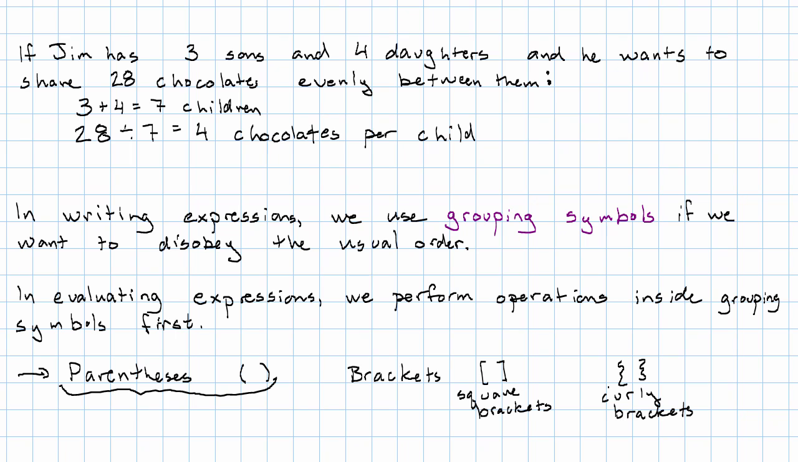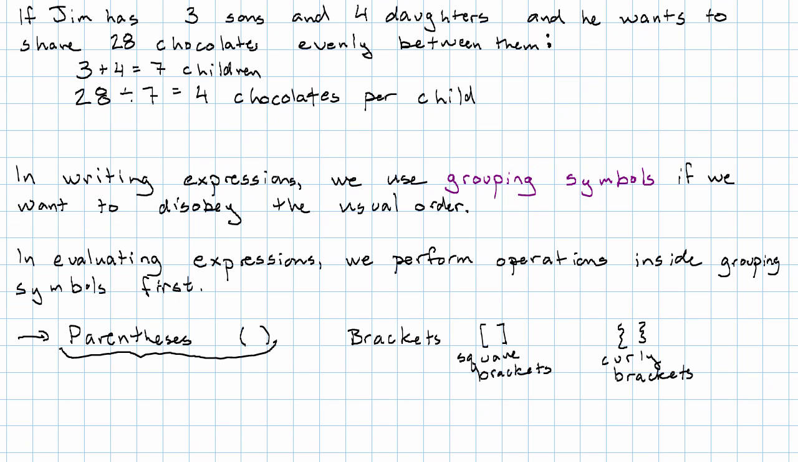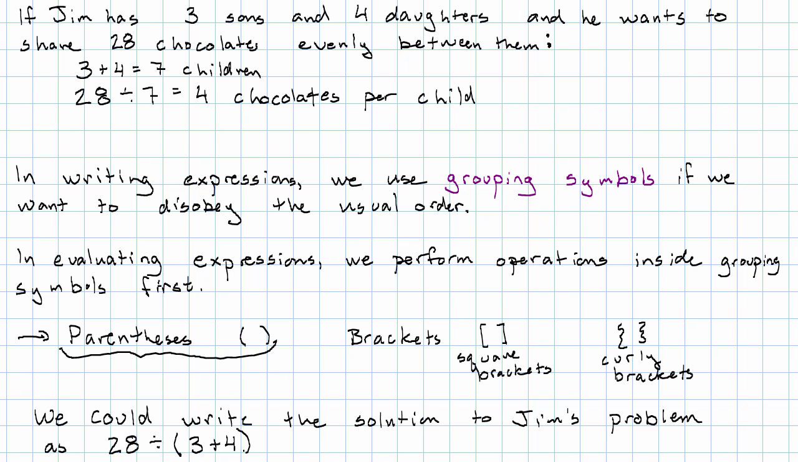Be aware that you might see square brackets or curly brackets. In this context, they just mean exactly the same thing as parentheses. So, one way we could write Jim's problem is by writing 28 divided by (3 plus 4) in parentheses. That tells us add together 3 and 4 first, then divide 28 by whatever you get.